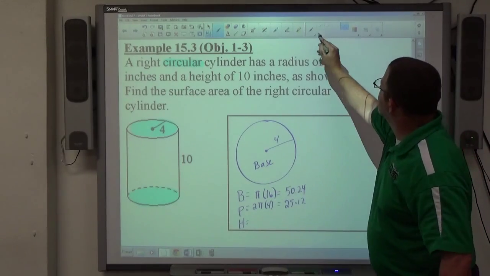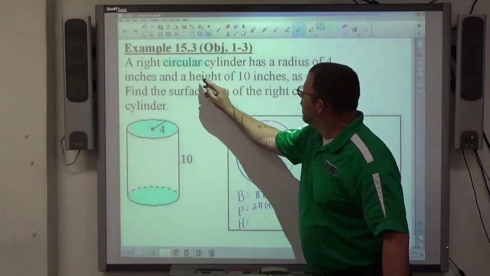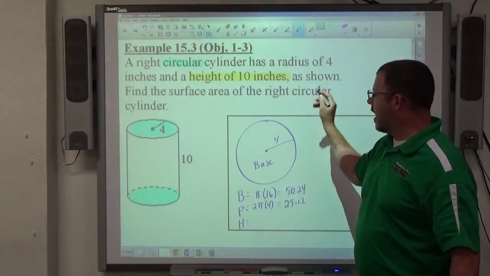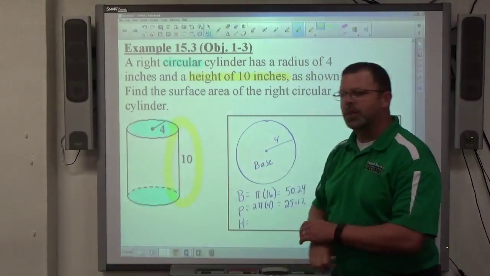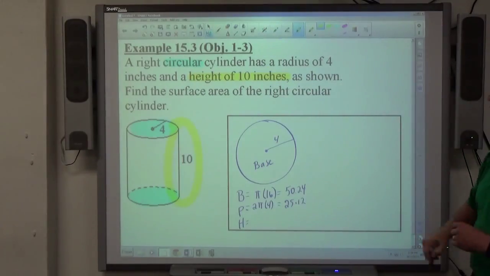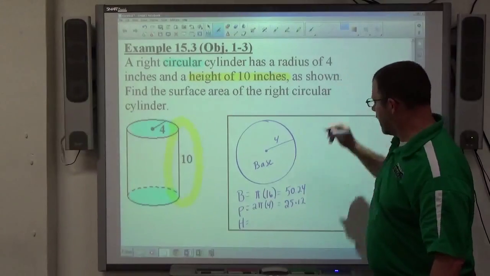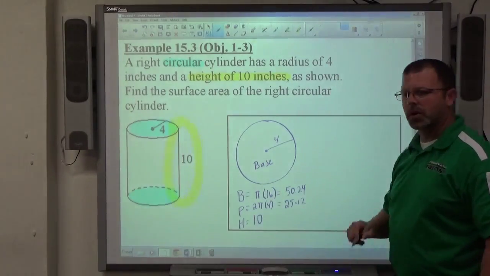The height, notice this time it says a height of 10 inches as shown. Also you can see here base and base. You can see the height, the distance between the bases, is 10. So two different ways to find the height there. Take your pick, they both work.